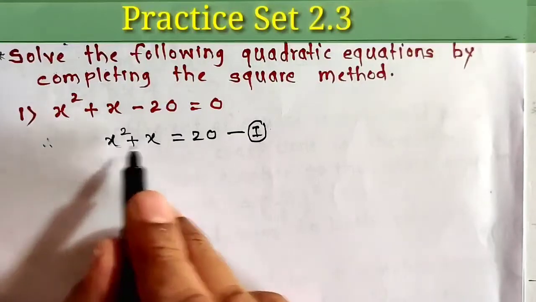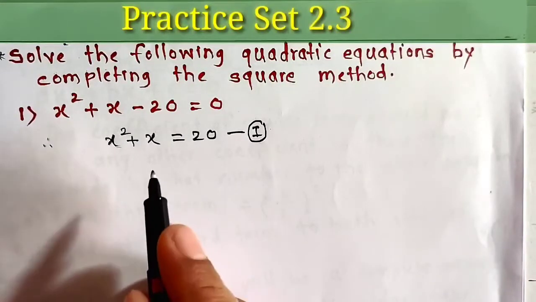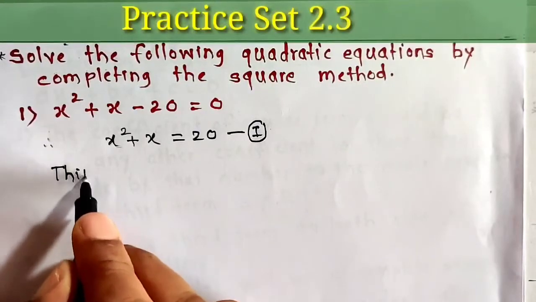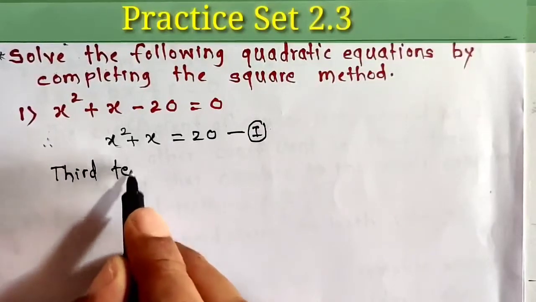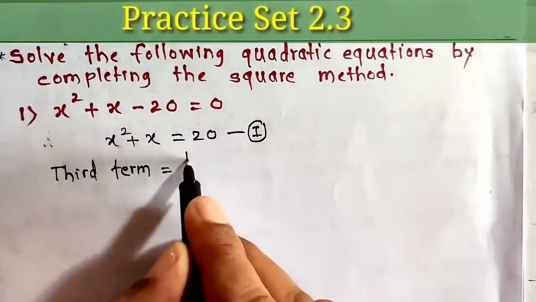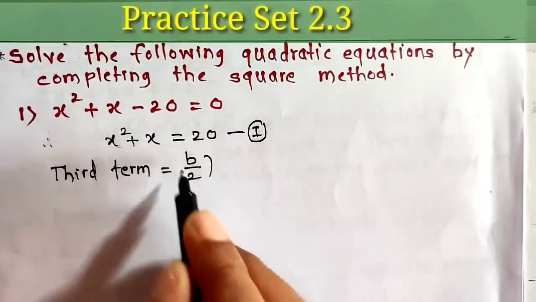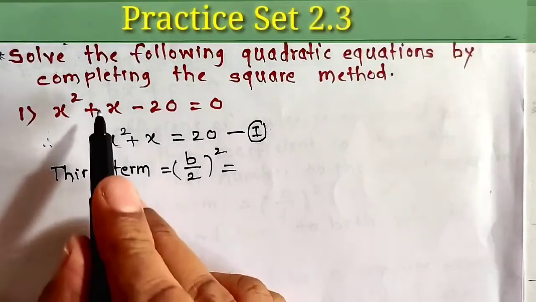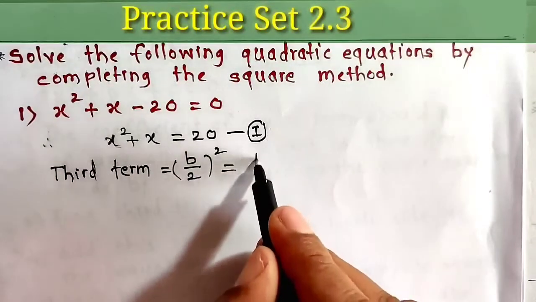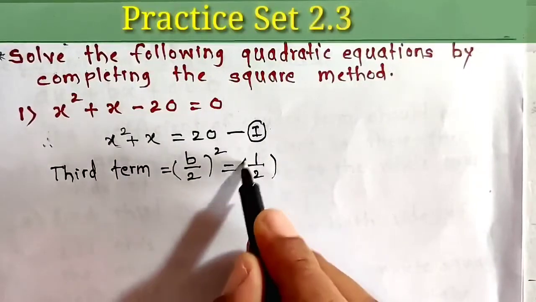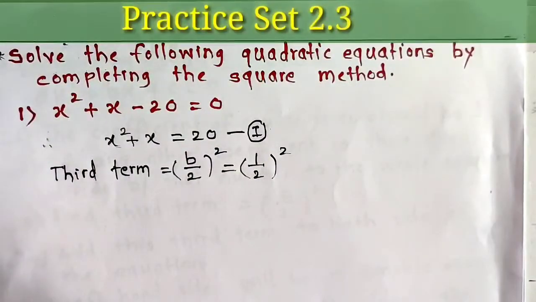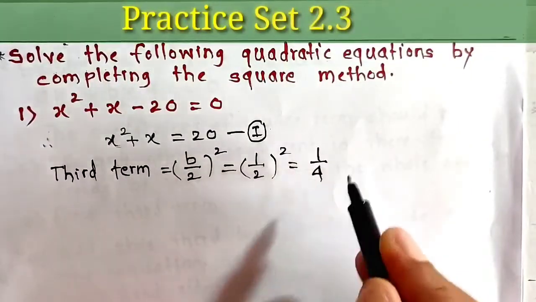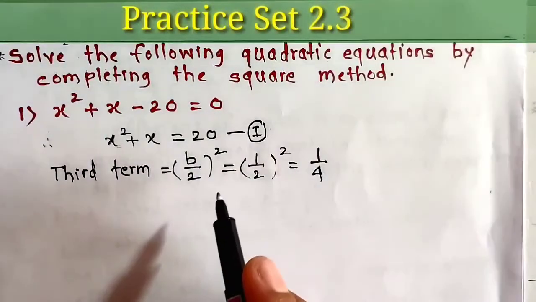Now here two terms are there. To complete the square, three terms are needed. So find the third term. The third term formula is equal to (b upon 2) whole square. Here b means the coefficient of the middle term. Here it is 1. So (1 upon 2) whole square, which means 1 by 4. So this is the third term.